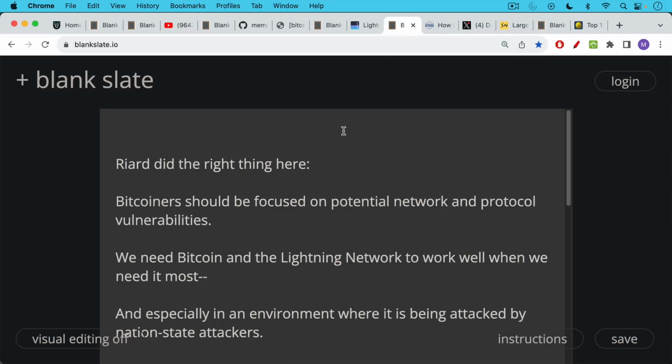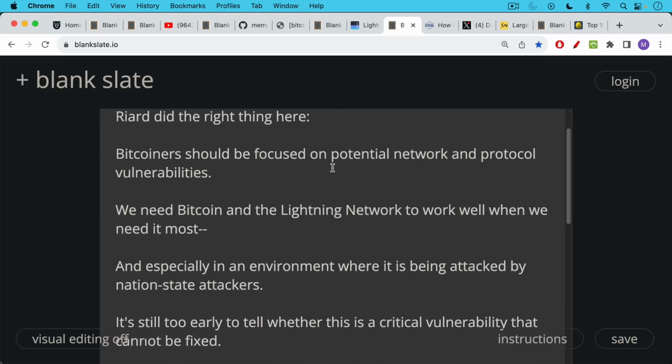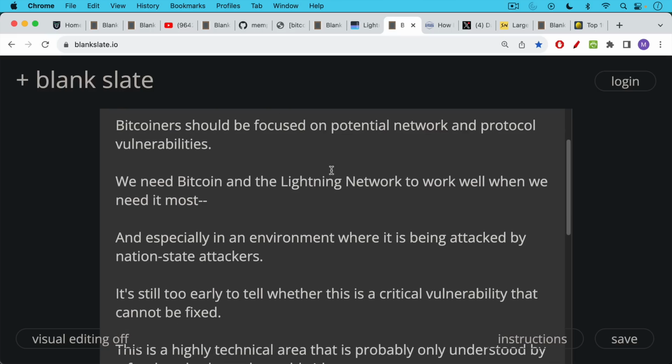Now, I think Riard did the right thing here. Bitcoiners should be focused on potential network and protocol vulnerabilities. We need Bitcoin and the Lightning Network to work well when we need it most, and especially in an environment where it is being attacked by nation-state attackers, which is the kind of environment that we are now entering. We're entering the stage where they fight us, which is the stage right before we win.